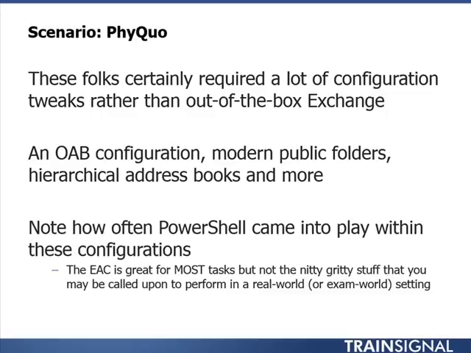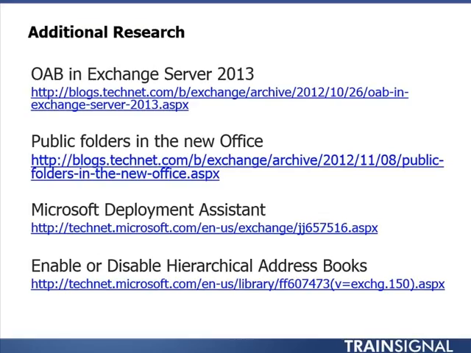Now, in addition to the discussion here, there are some additional research points that you want to keep in mind. So the first one is OAB and Exchange Server 2013. Then we have public folders in the new Office. I also put up the link to the Microsoft Deployment Assistant. Don't leave home without it. And we have the Enable or Disable Hierarchical Address Books.